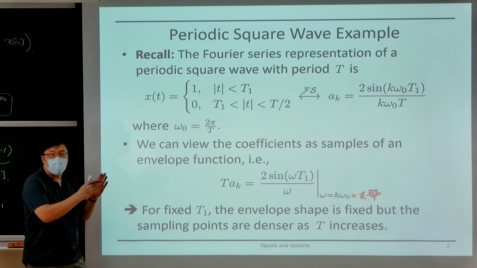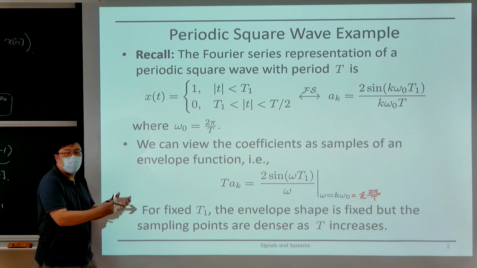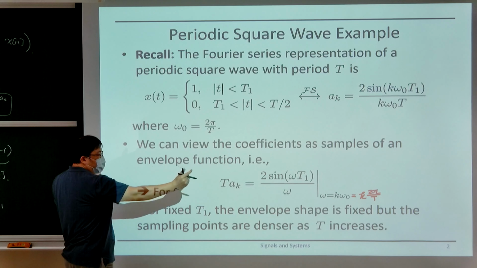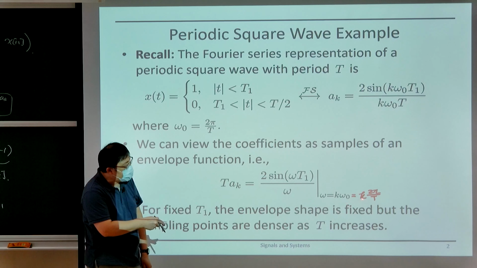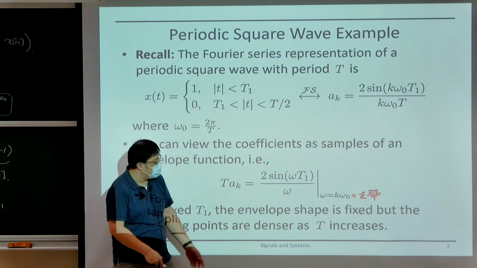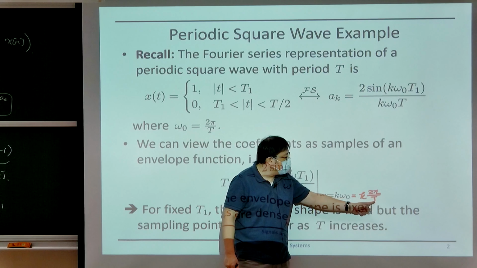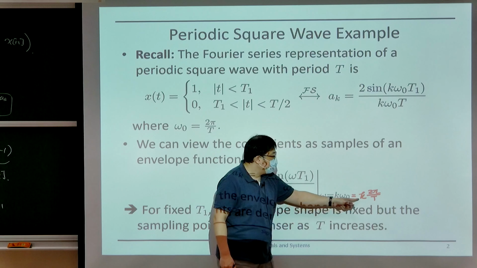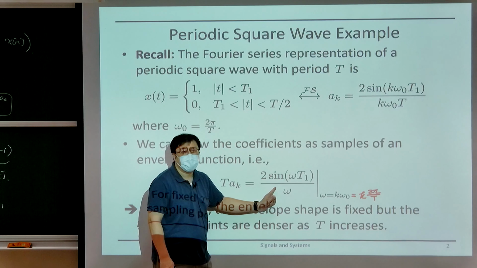But as you increase capital T, even though this envelope function doesn't change, as you increase capital T, which is the period of the signal, as you stretch the periods further and further apart, then you're essentially sampling at denser and denser points of this function, okay? So as capital T increases, this 2 pi over capital T becomes smaller and smaller. So this means that you're sampling at denser and denser points of this sinc function, okay?